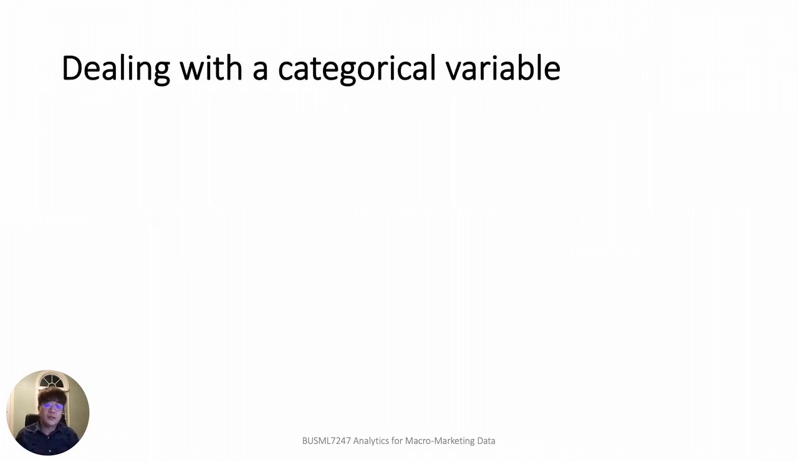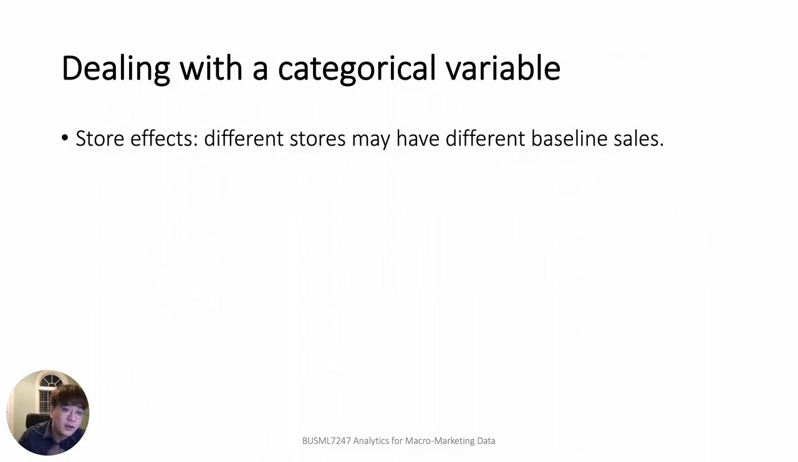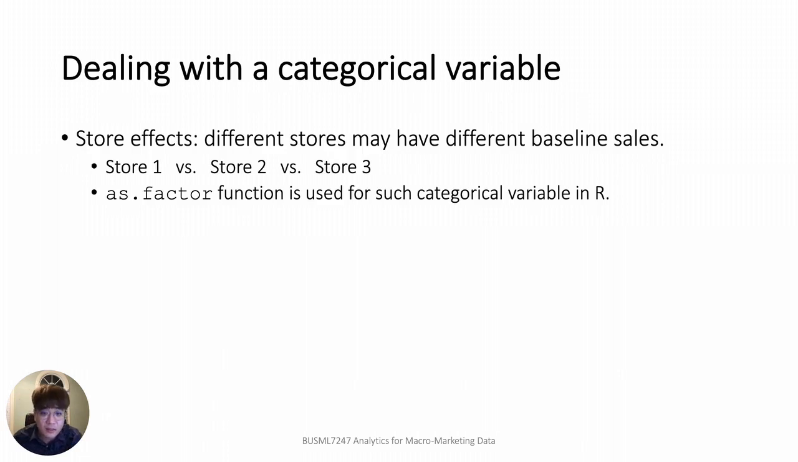Sometimes, we consider a categorical variable as a predictor. For example, consider store effects. Different stores may have different baseline sales. Suppose that we have a store variable, which indicates the store number like store 1, store 2, and store 3. The size of the number does not have any meaning here. It's just an identifier of each store. In this case, we can use the as.factor function in R to include such a categorical variable in the model.